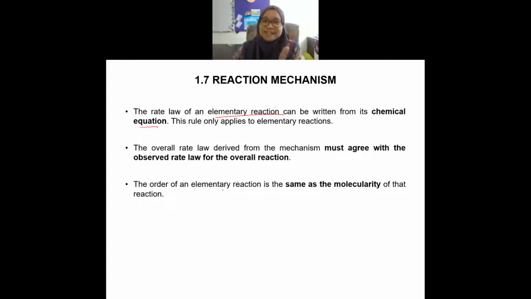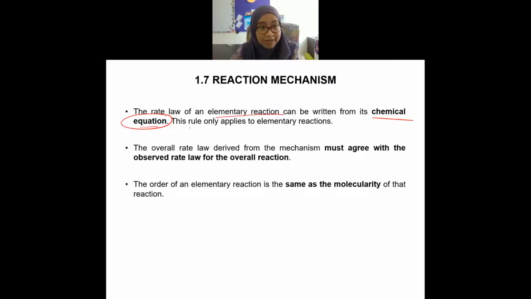Okay, alright. The good thing about this elementary reaction is that we can simply write the rate law of this elementary reaction based on the chemical equation. That's the good thing. Maksudnya boleh based on the coefficient. Dia sebenarnya bukan based on coefficient, it's based on molecularity lah. Later, what is molecularity kita akan tengok. Okay, tapi molecularity is also correlate ataupun tally with the coefficient. Maksudnya boleh straight away the order tu.